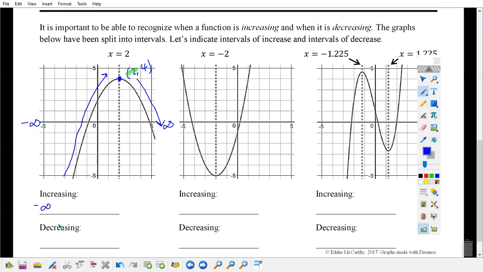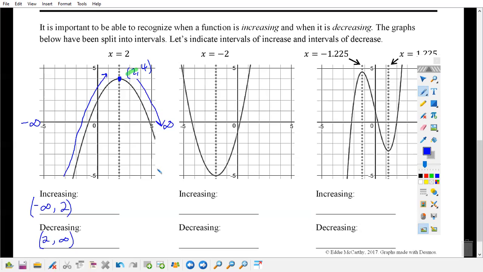So we start at negative infinity and we're increasing all the way up until x equals 2. Do we see that? So that's where we stop increasing. Yeah? With me? Okay. And then there we go. Our decreasing starts where? At 2, and it goes on forever. And what's forever to the right? Infinity. So we start at 2 and we end at positive infinity on the right. Negative infinity is on the left. Positive infinity is on the right.